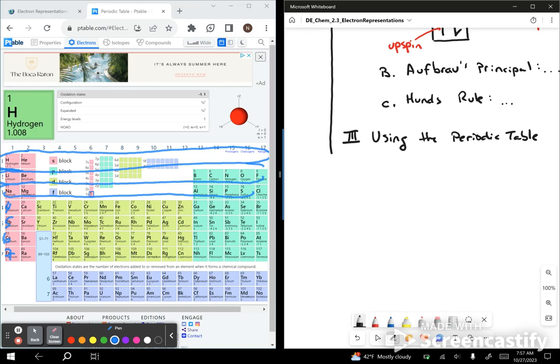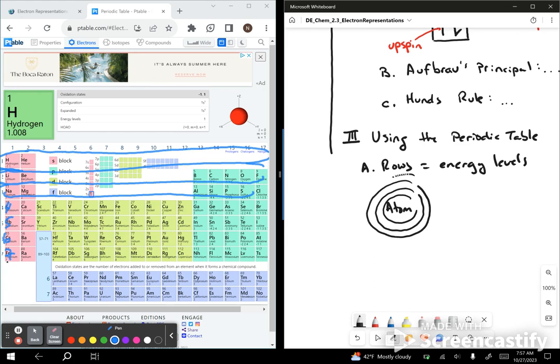All right, so let's go and write this down. Your rows equal energy levels. You might say that you have an atom, and your atom can have either 1 energy level, 2 energy levels, 3 energy levels, 4 energy levels, right? So I could write this down as 1, 2. This would be 1, 2, 3, and 4. You can go all the way up to 7. These would be your energy levels.